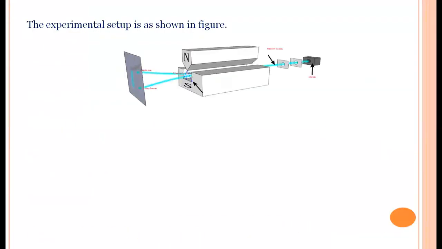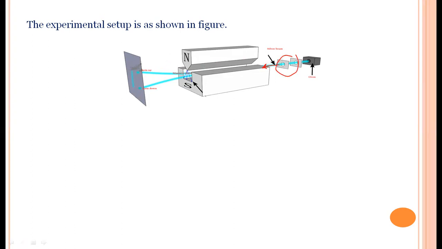The experimental setup is shown like this one. It contains an oven in which the silver material is kept. At high temperature, the silver beam will come outside. This silver beam passes through two slits, so that the silver beam becomes very narrow. This is passing through the inhomogeneous magnetic field.